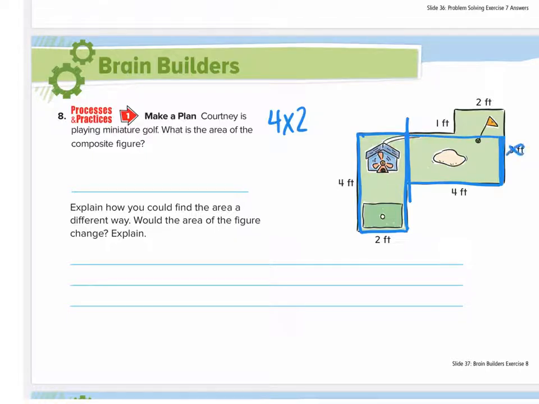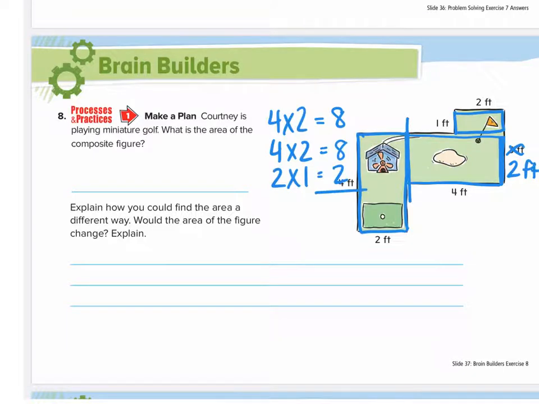Okay, so we're going to get rid of that, and that's 2 feet now. And then 2 and 1. So 4 times 2, 4 times 2, and 2 times 1. So we have 8, 8, and 2. 8 plus 8 is 16, 17, 18. So 18 square feet is the area of the golf course.